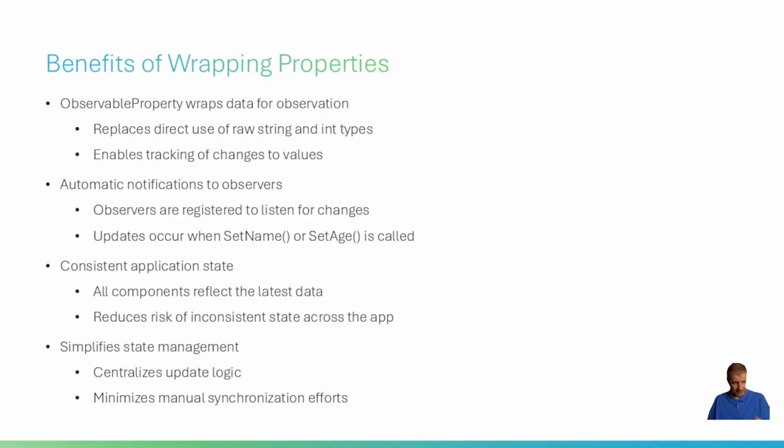Why would you want to do this? Because these are extra hoops to jump through. It replaces direct use of raw strings and int types. It enables tracking of changes to values. You can even think that you might build an audit trail using this. The notifications to observers are automatic. They are registered to listen for changes. And all components reflect the latest data. That's very important. It reduces the risk of inconsistent state across the app. It also simplifies state management because update logic is centralized, and because it's thread safe, it minimizes manual synchronization efforts.